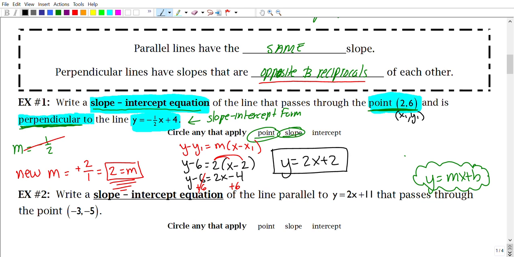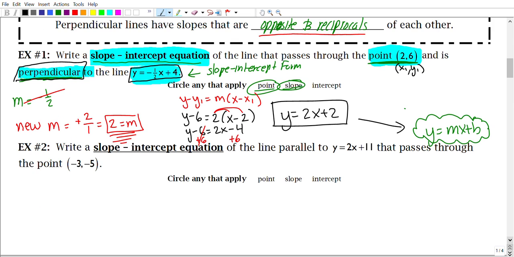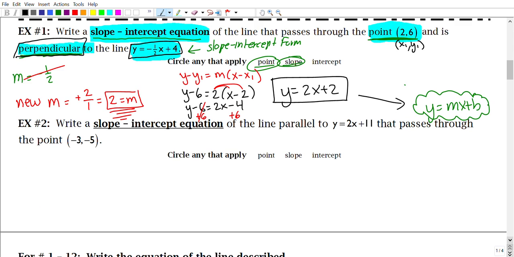Okay, so now this is of that form, which is exactly what we needed. And if you compare the two lines now, the original one I had and this new one, they have opposite and reciprocal slopes, meaning that the lines have to be perpendicular. So we have satisfied what we were asked to do. So let's go ahead and try number 2 so we can get a better understanding of what we just did, okay?